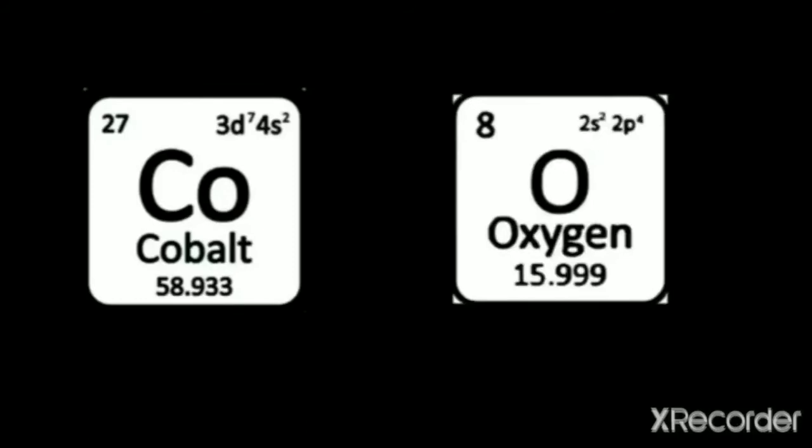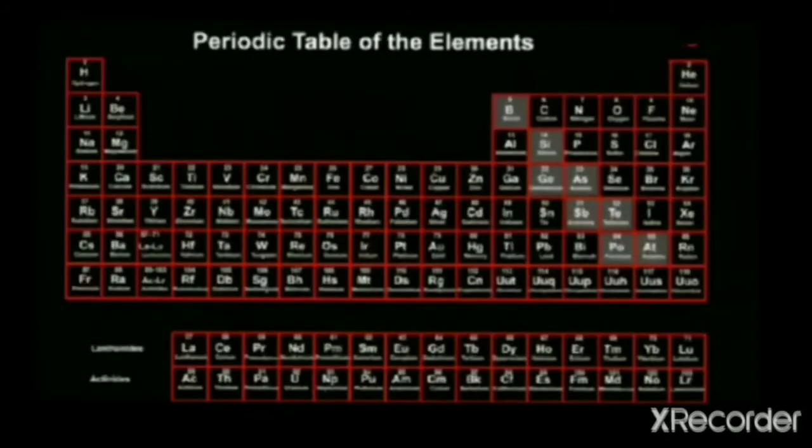Similarly, we can take the oxygen atom. How do we write it? In symbol form, oxygen is O, along with its atomic number. So in the periodic table the elements are represented in this way. When we zoom in, we can see that each element is clear here.